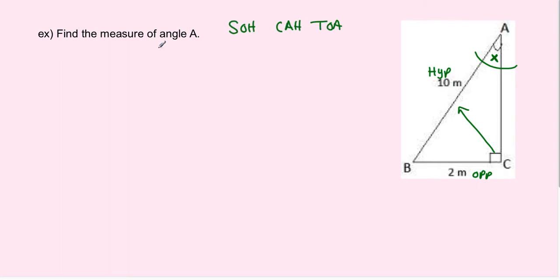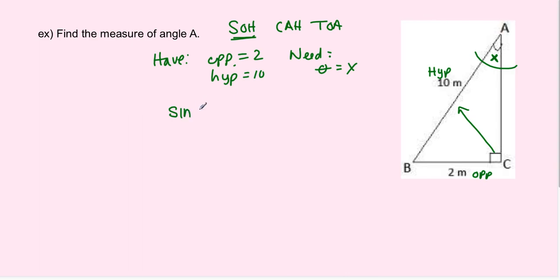In this example, we have that the opposite equals 2 and the hypotenuse equals 10. And what we need is theta, which is x. Opposite and hypotenuse, again, is a sine equation. So I'm going to write my sine equation: the sine of some unknown angle, which we represent with x, equals opposite 2 over hypotenuse 10. Now we can't divide by sine. Sine doesn't have a numeric value. It's just the ratio of opposite over hypotenuse for that angle.